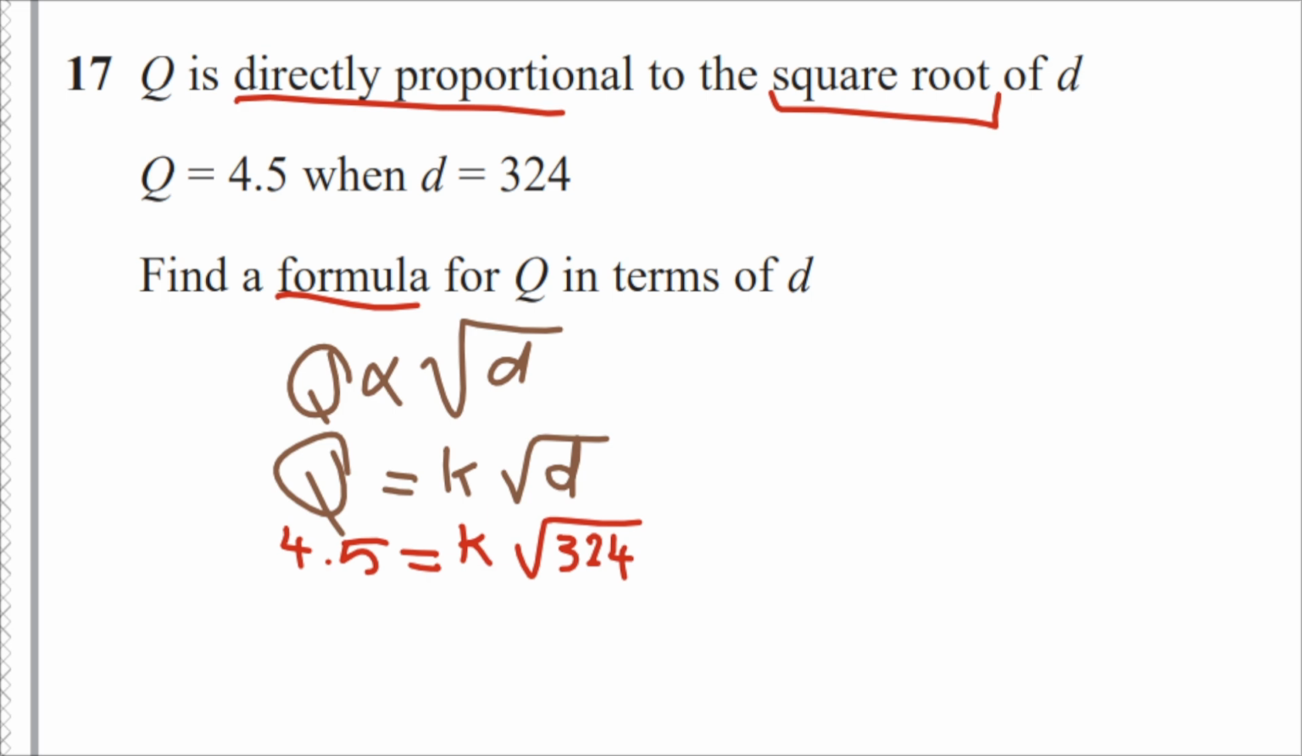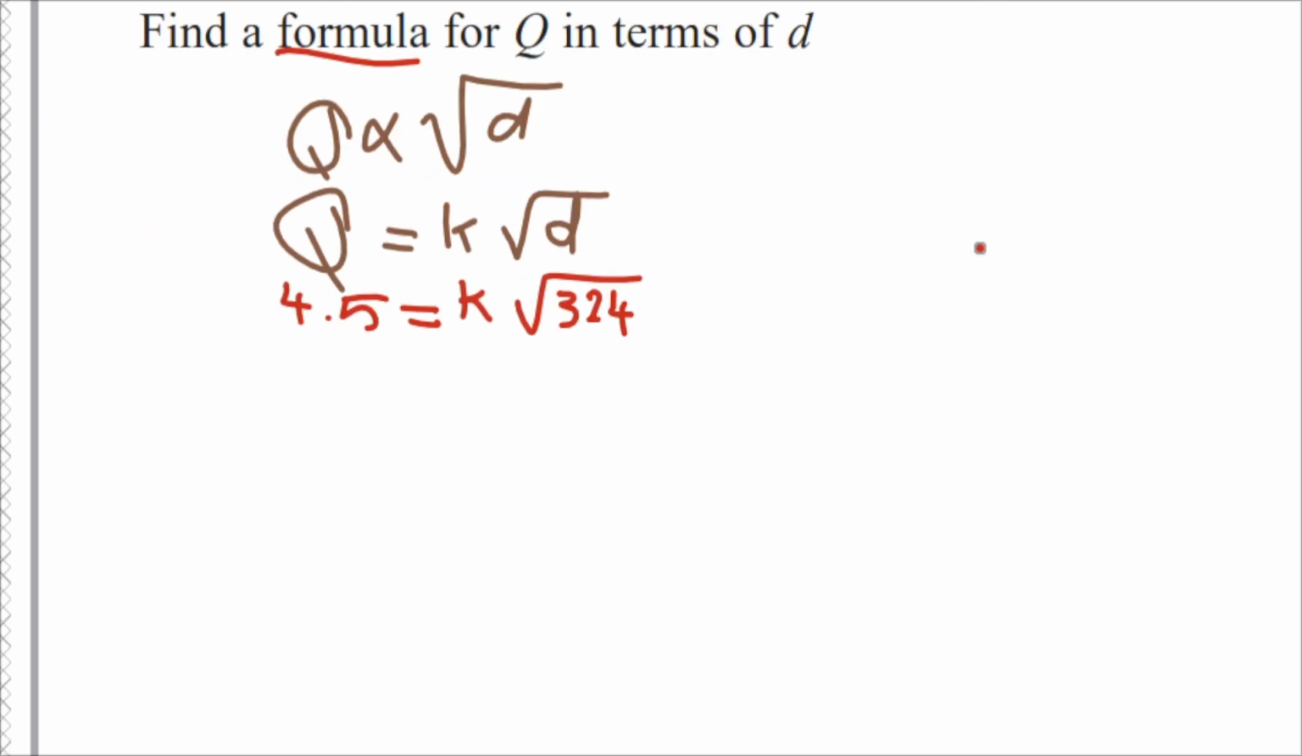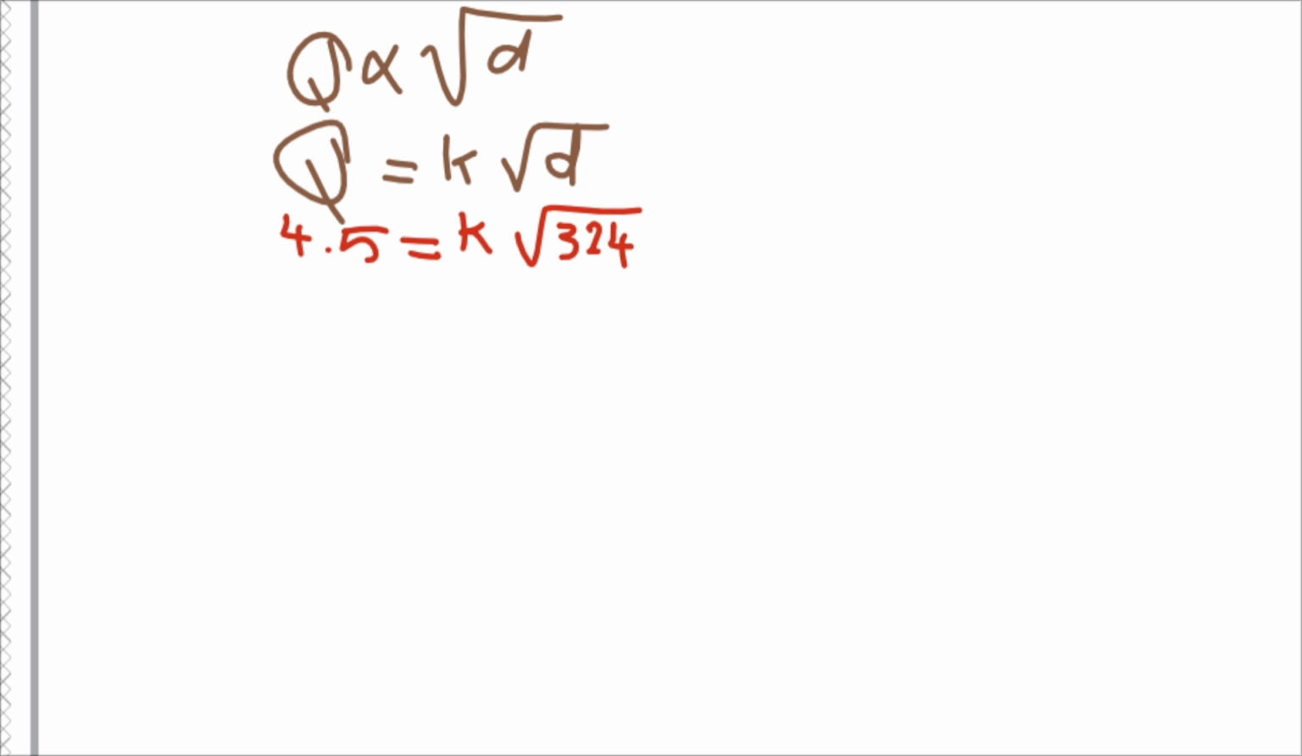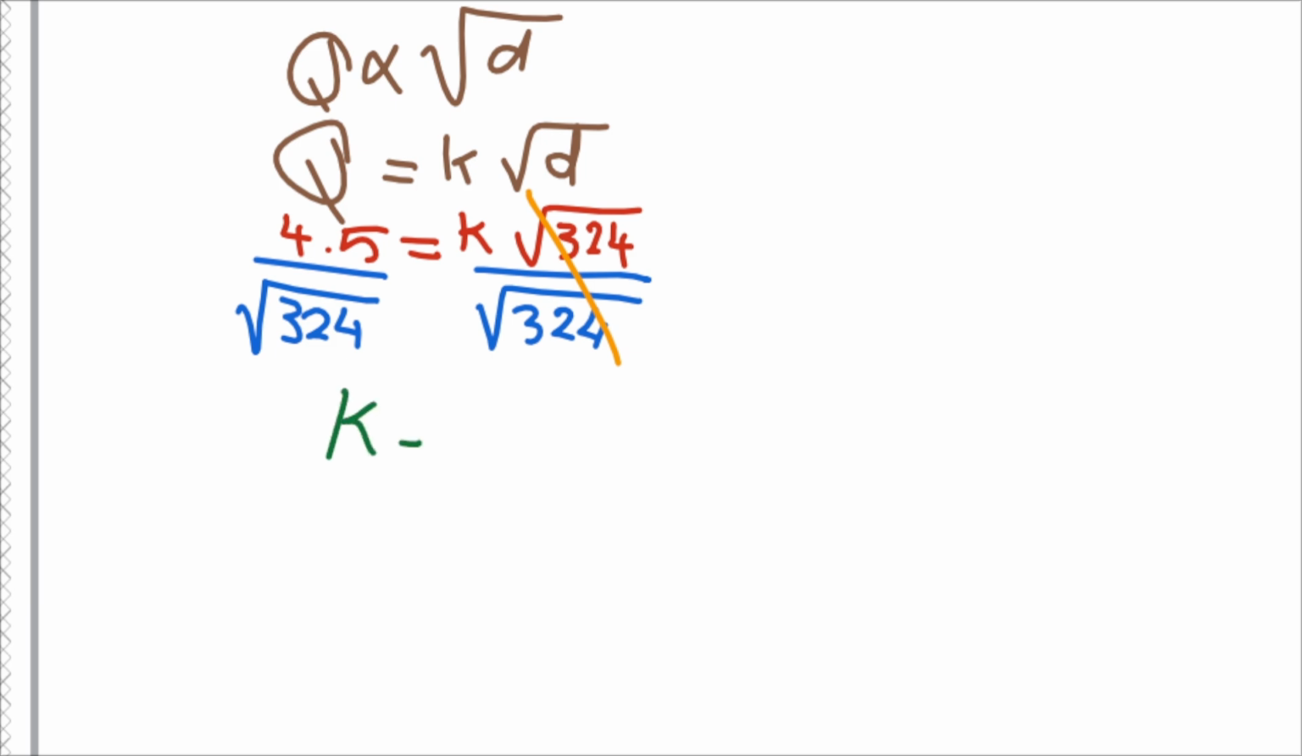That's good. Now let's just move it up. To find K, you will divide both sides by root 324. Why? To cancel it from this side. So now this is gone. Now we'll get K equals 4.5 divided by root 324. That gives you 0.25.